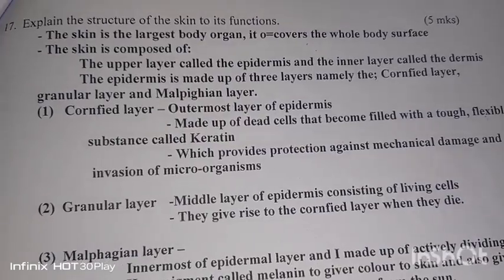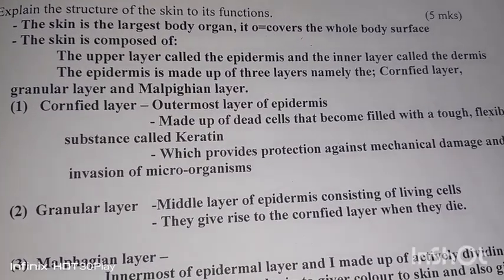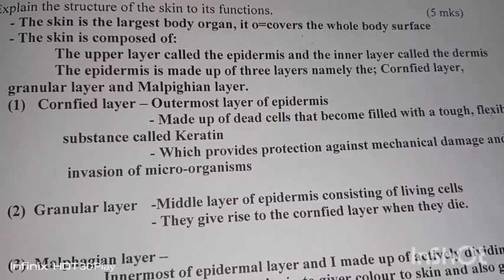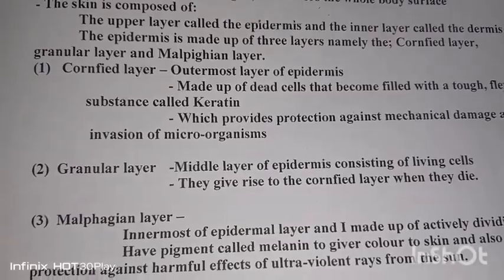Explain the structure of the skin to its function. The skin is the largest body organ. That means it covers the whole body surface. It is composed of 2 layers. The upper layer, which is known as the upper epidermis or epidermis, and the inner layer that is called dermis. The epidermis is made up of 3 layers that are namely the conified layer, the granular layer, and the malpighian layer.